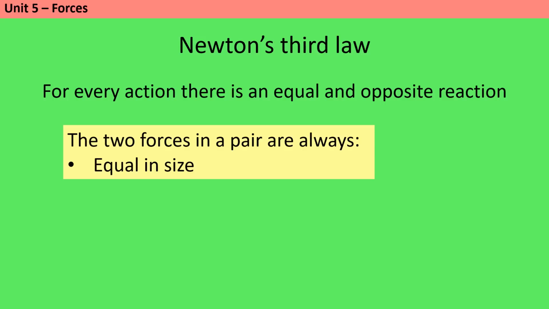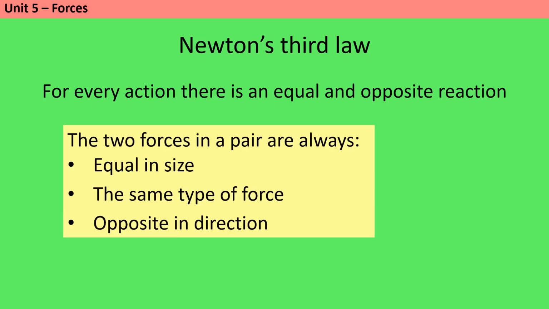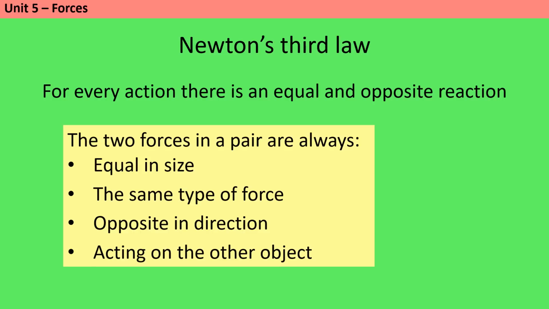This must be true because if the force of the book pushing down was bigger, then the book would fall through the table, and if the force of the table pushing back on the book was bigger, then the book would be levitating, and neither of those things is true. The second thing is that they must be the same type of force, so either they're both pushes or they're both pulls. You never have an interaction pair where one is a push and one is a pull. Thirdly, they're acting in opposite directions, so the book is pushing down and the table is pushing up. Finally, they're always acting on the other object, so the book is pushing down on the table and the table is pushing back on the book.